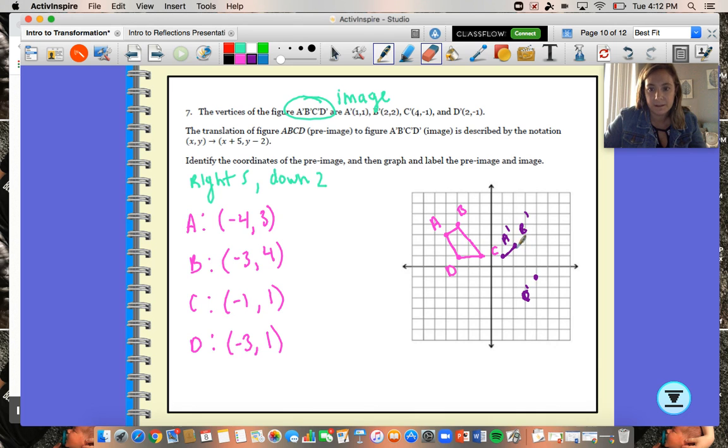Perfect, got it. And finally, D prime is 2, -1. 1, 2, 1, 2, 3, 4, 5. I think I got them all. Right, so everything moved the same amount, so it maintained its shape and size. I don't like how I labeled that. Fantastic, so that was working in reverse.